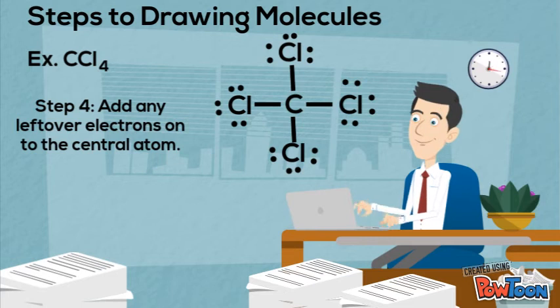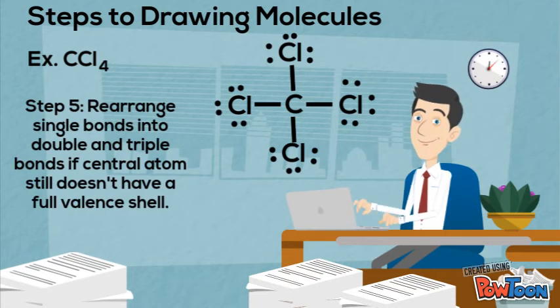Step number 4 is to add leftover electrons to the central atom. Because we don't have any leftover electrons to add, we can skip this step. Step number 5 is to rearrange single bonds into double and triple bonds if the central atom still does not have a full valence shell. Again, carbon already has a full valence shell, so we can skip this step here.